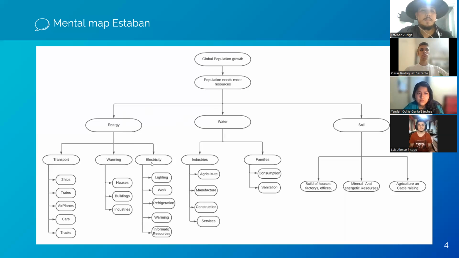We need electricity from sources like water or soil, mineral and energetic resources, and maybe nuclear energetic resources and fossil oil, for lighting, work in industries like machines, refrigeration to keep our food safe. Warming in the winter is very important, and to manage the informatic resources. Warming is very important for houses, buildings, and industries.